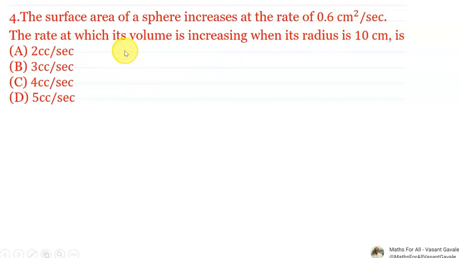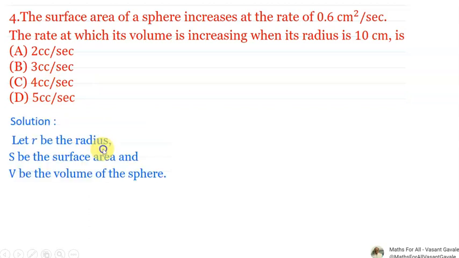The rate at which its volume is increasing when its radius is 10 centimeters is: first option 2 cubic centimeter per second, 3 cubic centimeter per second, 4 cubic centimeter per second, and 5 cubic centimeter per second. Okay, now see this here.